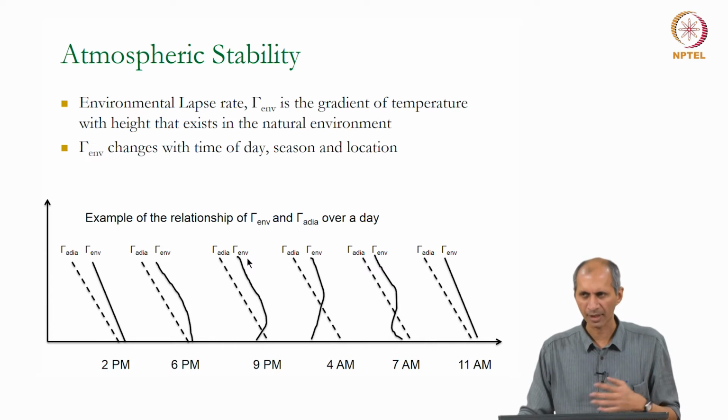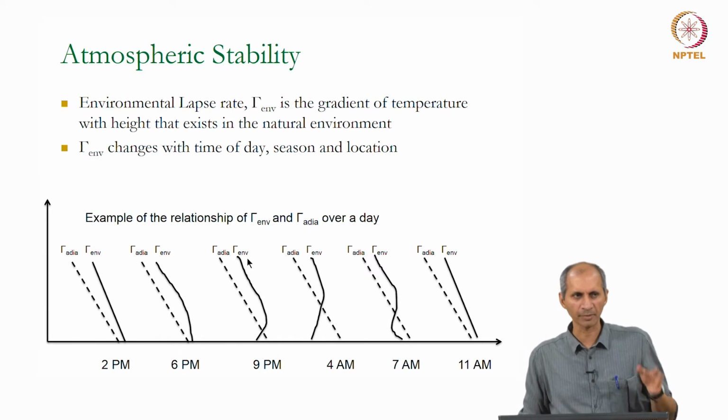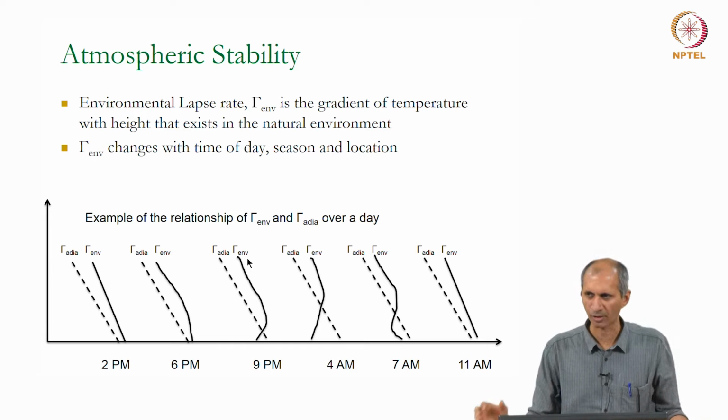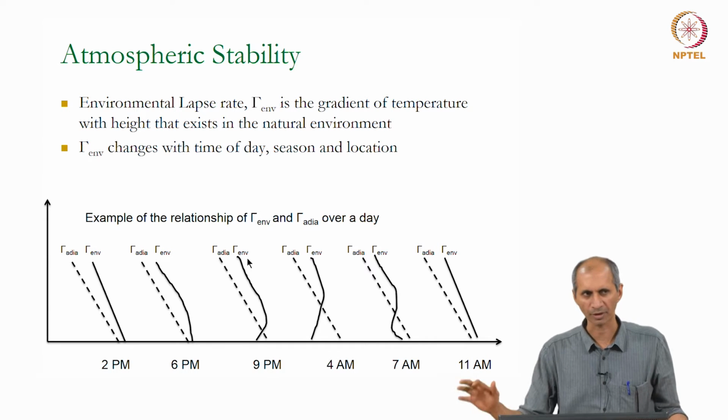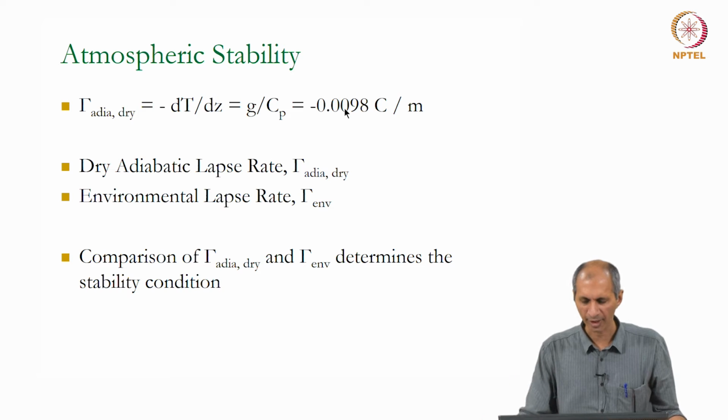But the adiabatic lapse rate from a particular process stays there, it does not change, because its source temperature at the ground is whatever it is, the temperature of the emission, whether of an exhaust or of whatever process is happening. The atmospheric stability is the lapse rate represented by gamma. The adiabatic lapse rate is given as minus 0.0098 centigrade per meter, or 9.8 centigrade per kilometer. This is the dry adiabatic lapse rate.